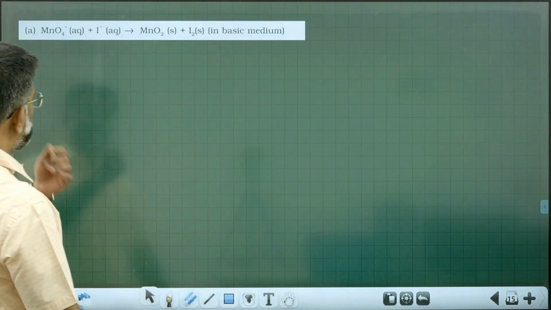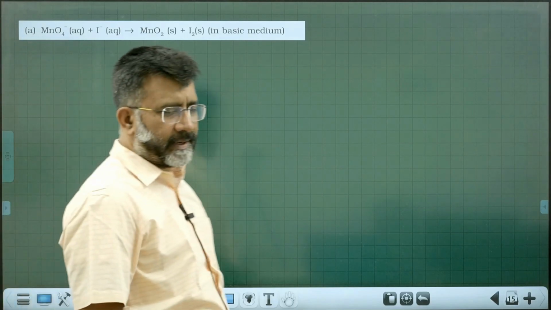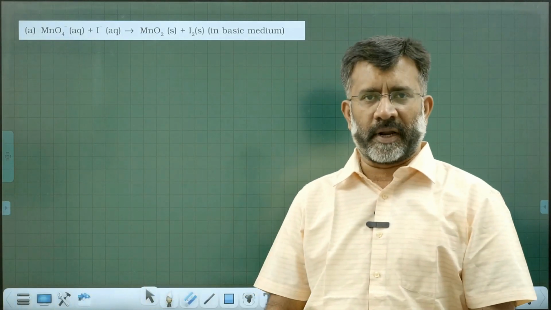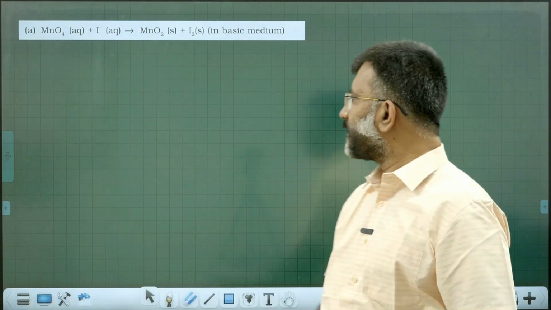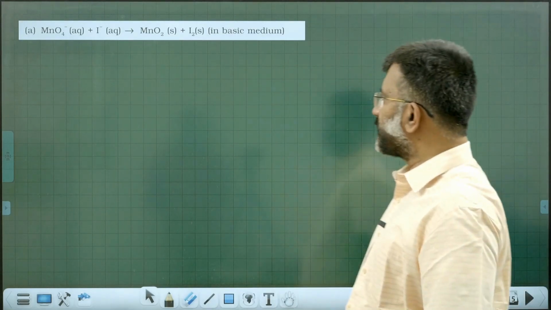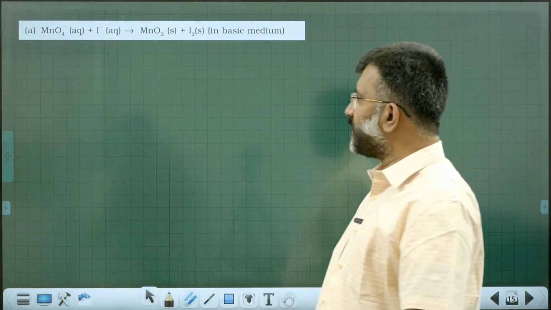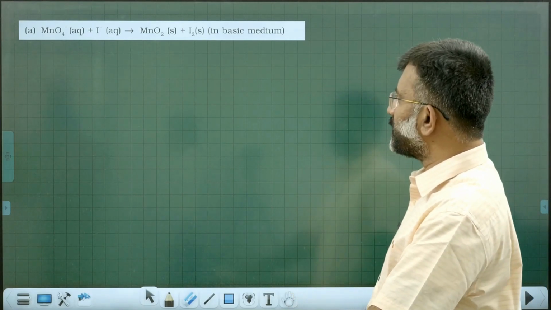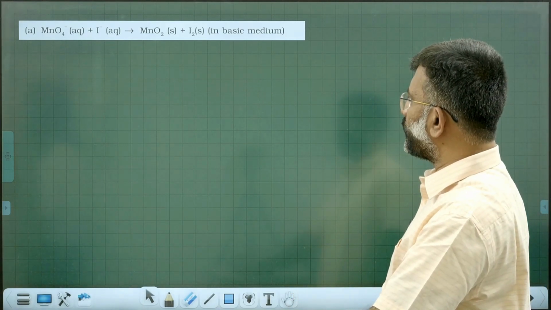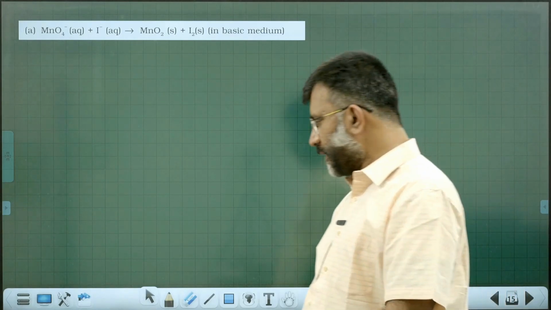How to balance in basic medium? We have the skeleton given. I have taken the equation from NCERT, right? So the skeleton equation which you have taken from the NCERT: permanganate plus I minus giving MnO2 plus I2. Let's see how to balance it.